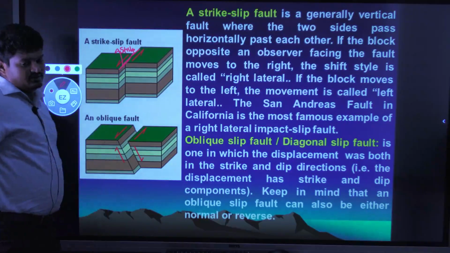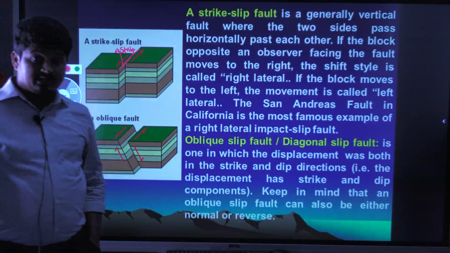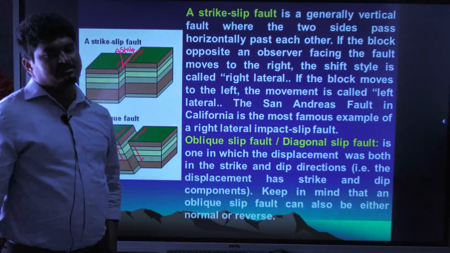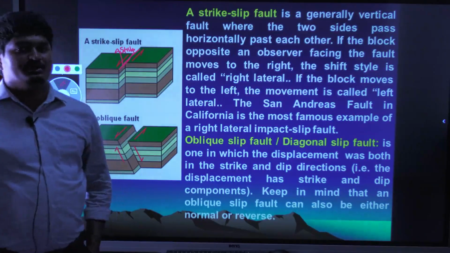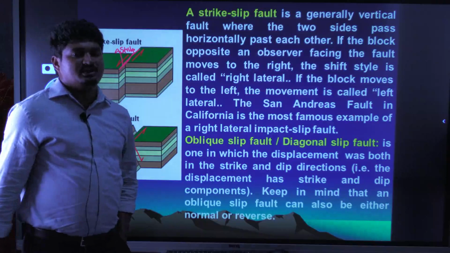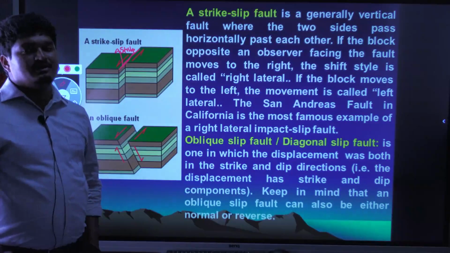Now the oblique fault. We know about strike and dip. Strike is the measure of direction, the intersection between the horizontal plane and the bedding plane. We call it the strike. The perpendicular direction to it we call the dip.